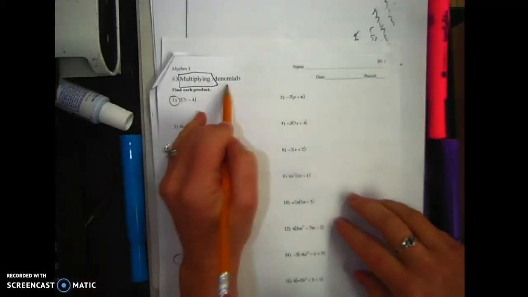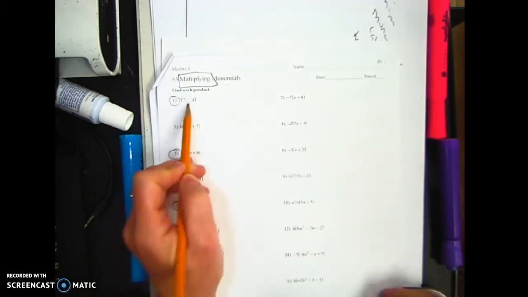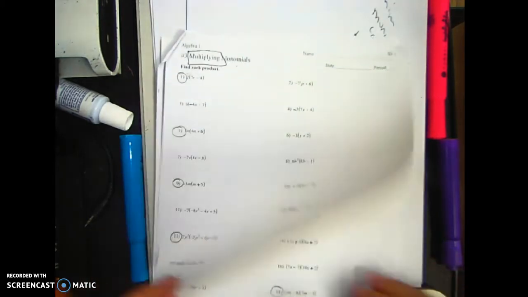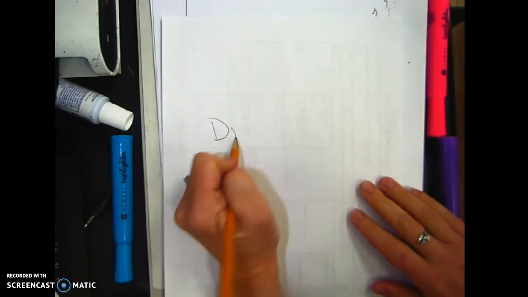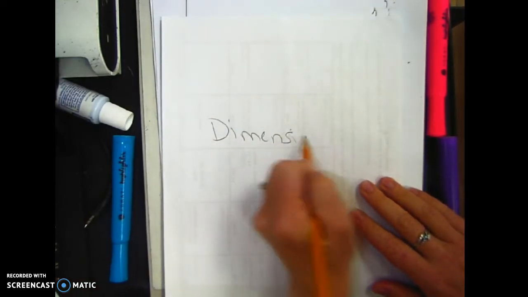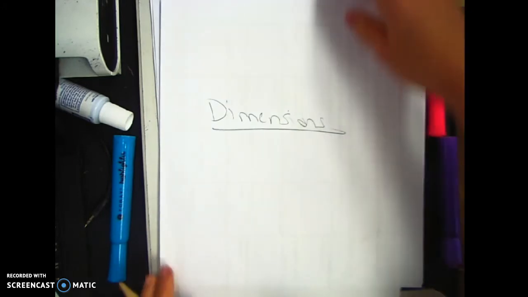Okay, so when we're multiplying monomials, I understand a lot of you like to distribute. And that's definitely for that basic one, I totally get it. But once you get to complex ones, where we get to multiplying binomials and trinomials, I'm going to focus more on dimensions, okay? So I'm going to teach you a little bit about dimensions. And once you understand dimensions, it's going to be easier to understand how I approach this.